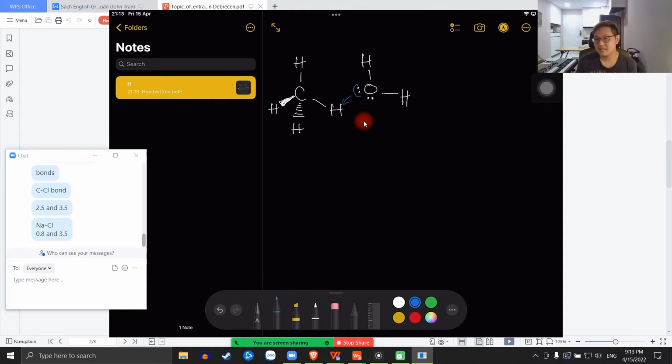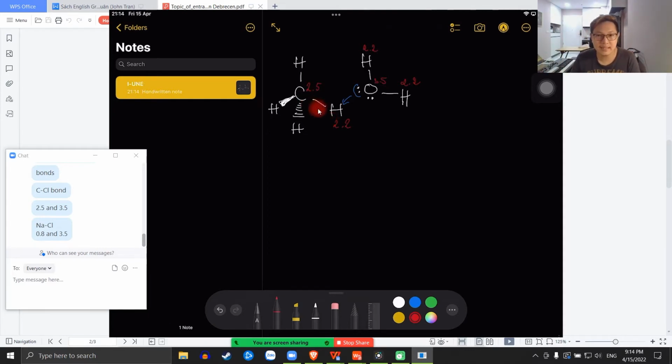No. Basically, the situation is all based on electronegativity. So look at this one. Hydrogen is 2.2. Oxygen is like 3.5. But then look at this one. This hydrogen is like 2.2. Carbon is 2.5, isn't it?